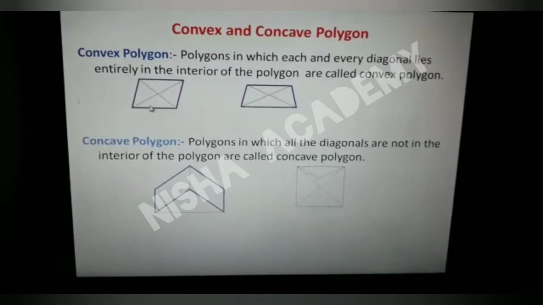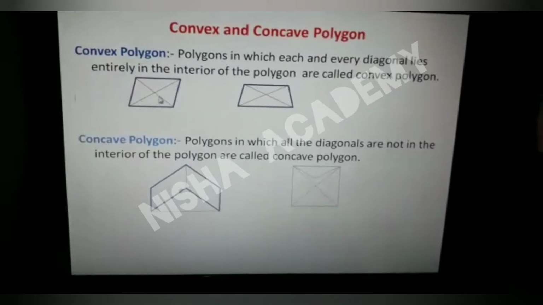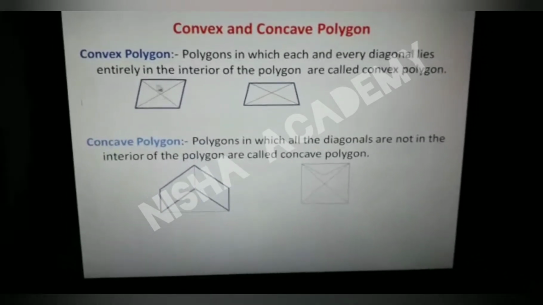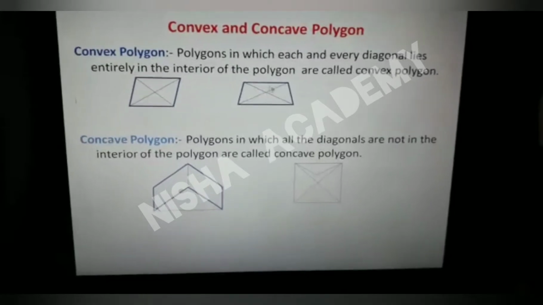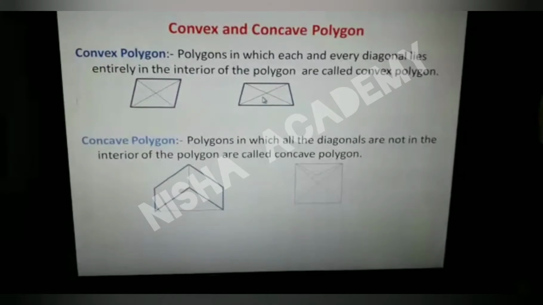Now in this rhombus, both the diagonals are in the inner part. Which are the diagonals? These red lines are the diagonals and are in the internal part. Same way for this trapezium also, they are in the internal part.